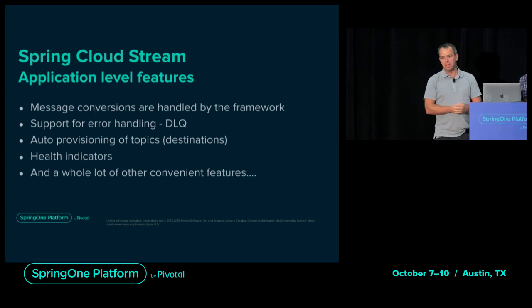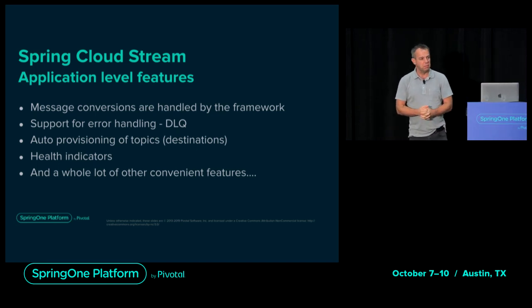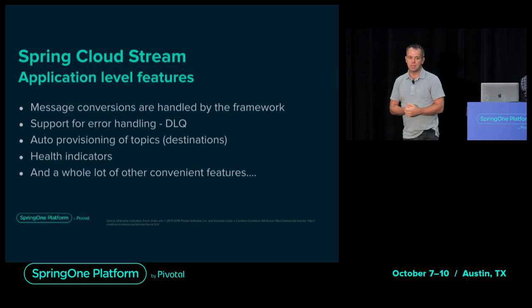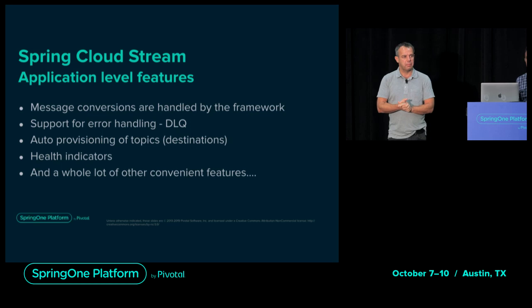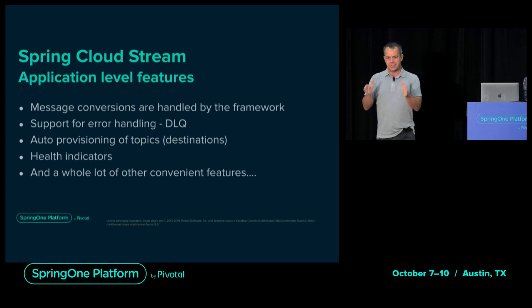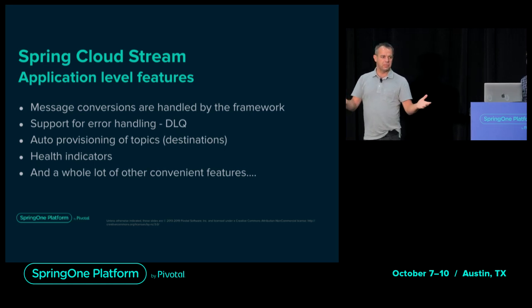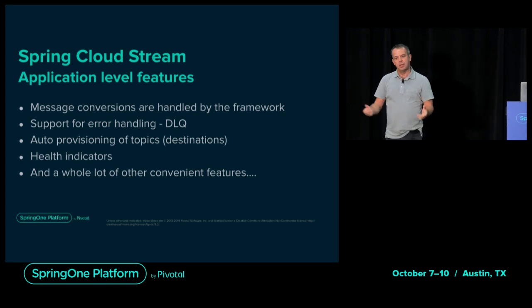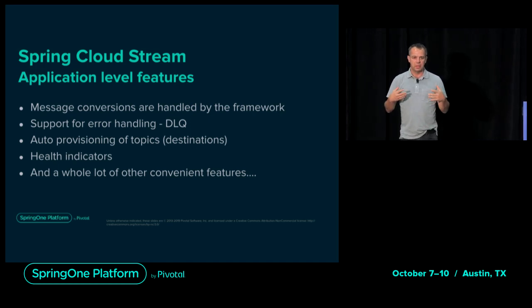Support for error handling, basically DLQ. Auto provisioning of destinations. As you've seen from the demos, one of our demos will take care of the auto provisioning, meaning that as a developer, in production, this feature is kind of meaningless because in production you already have destinations. But when you're developing, you want to be able to have something automatically.